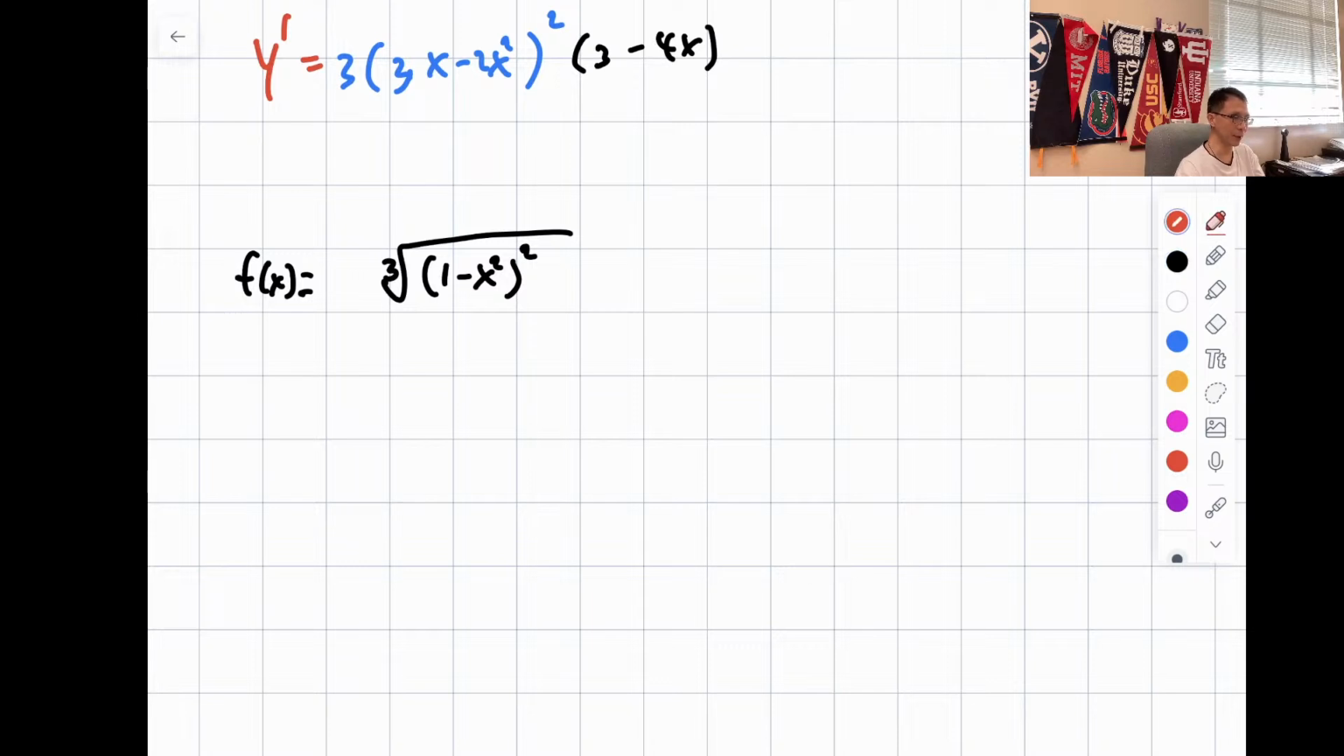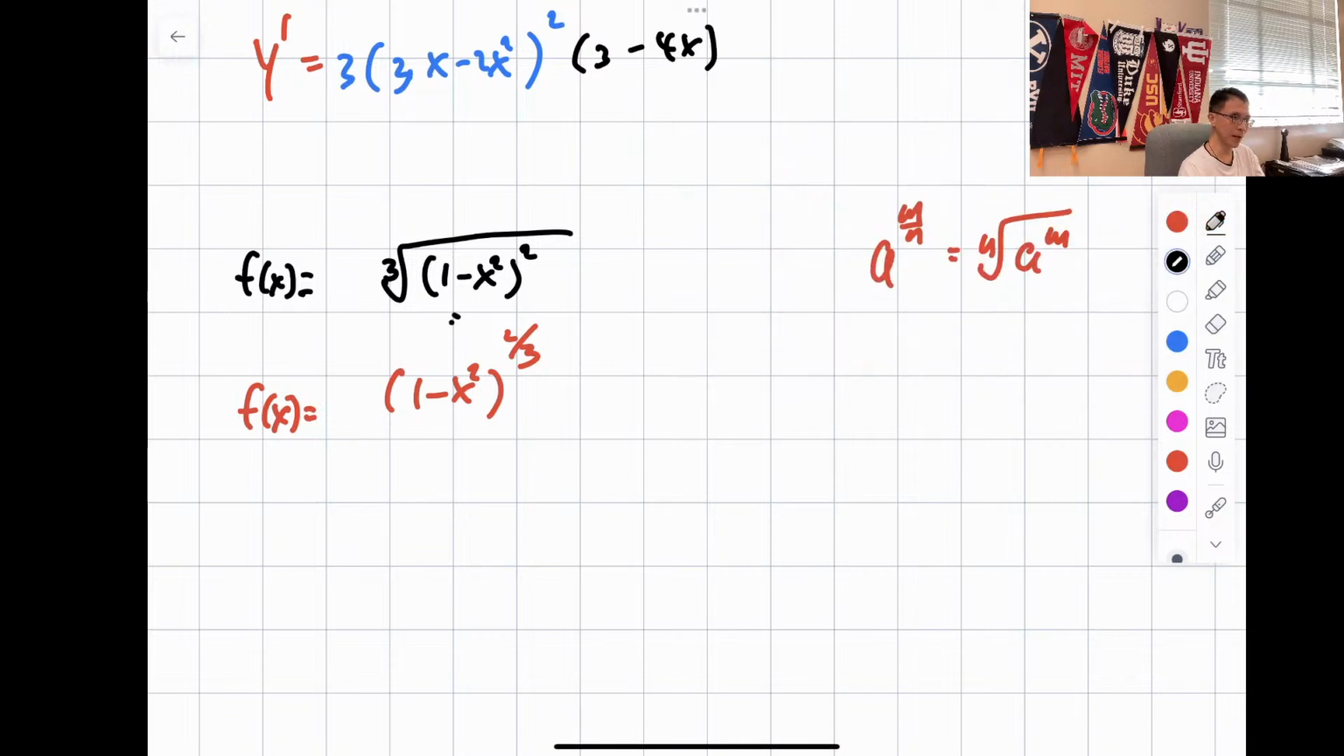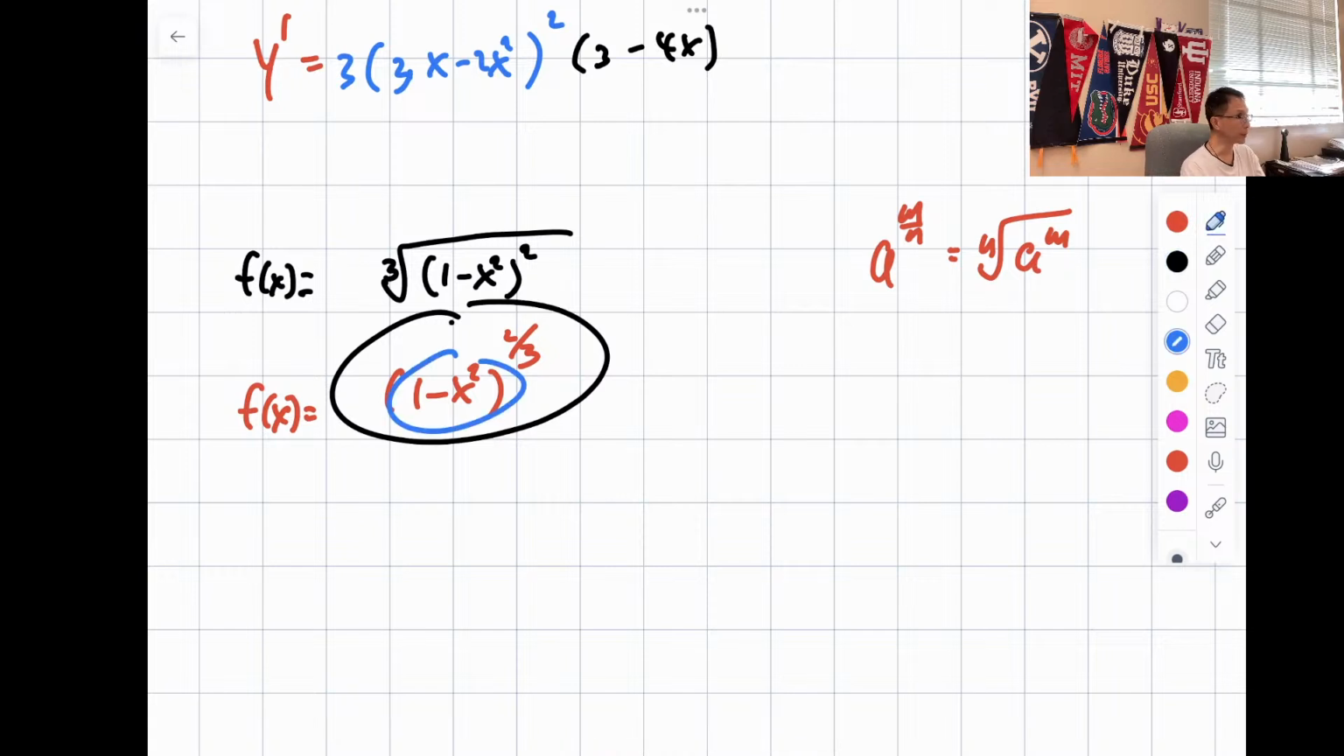So in this case, I will change this to 1 minus x squared to the 2 over third power. It's called the definition of radical. So actually, you just use the definition of radical here, and then I just change it to 2 thirds. So now it becomes only 2 layers, not 3 layers. It's 1 layer here and 1 layer here.